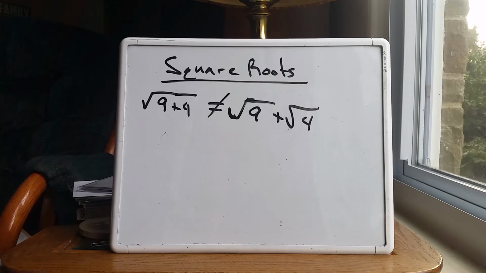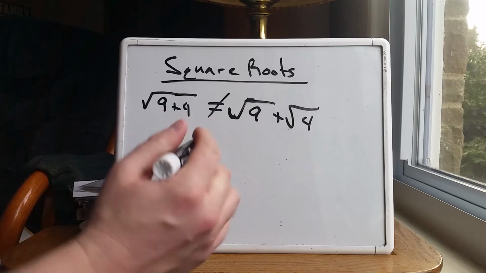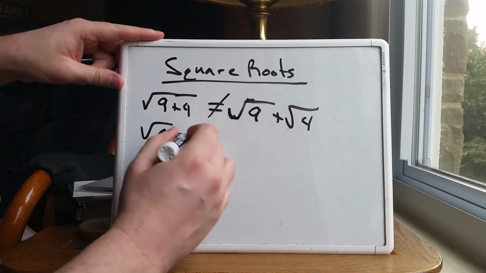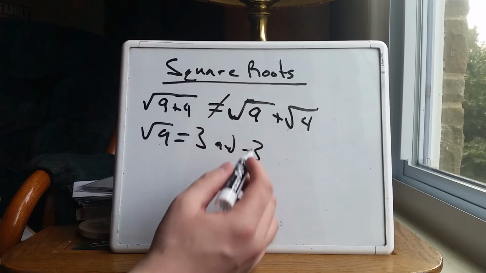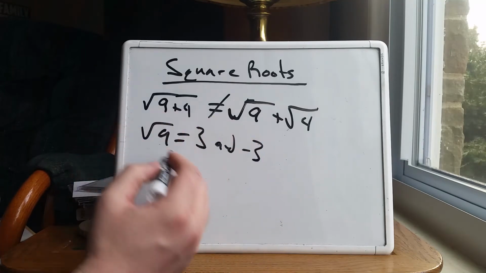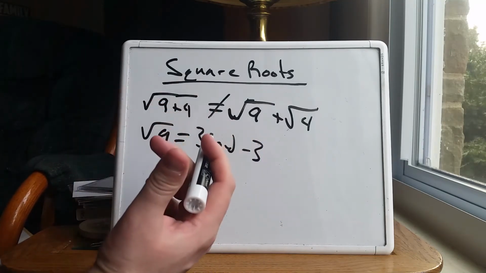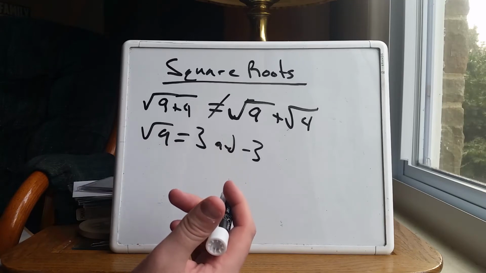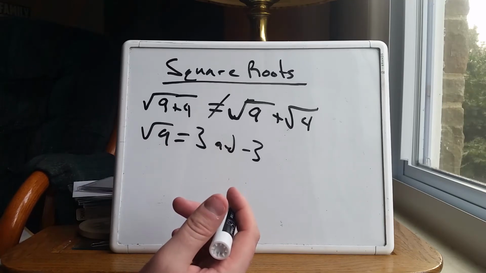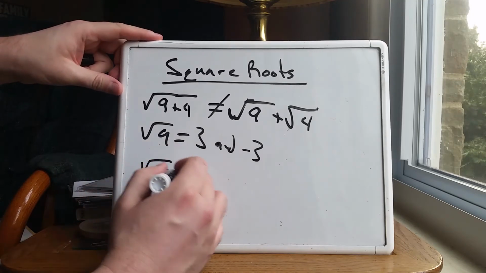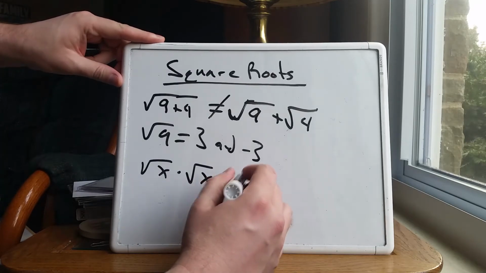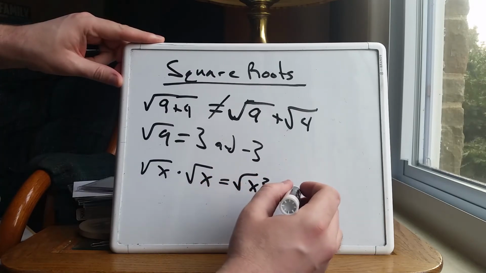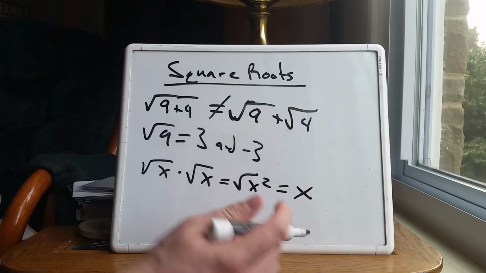Another big thing about square roots is that technically they produce two answers. The square root of 9, for instance, is 3, but it is also negative 3, because negative 3 times negative 3 is 9. This is the square of the square root property that you can see on page 490. Root x times root x equals the root of x squared, which equals x.